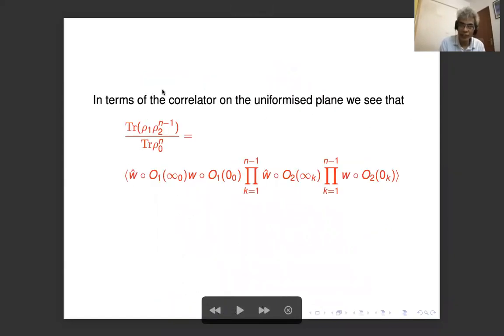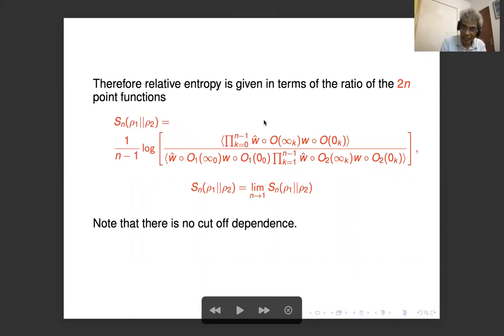So you go through the same in terms of the correlator on the uniformized plane. We see that in one of the wedges there is this O1 two-point function, and in the others there are O2s. I hope that is okay. So this is the recipe. We have both of these correlators, and once we have both, the relative entropy is basically a ratio of these objects in the n going to one limit. And of course, whatever the dimensional dependence is just disappears when you do these things. So the relative entropy is given in terms of the ratio of these two 2n-point functions.